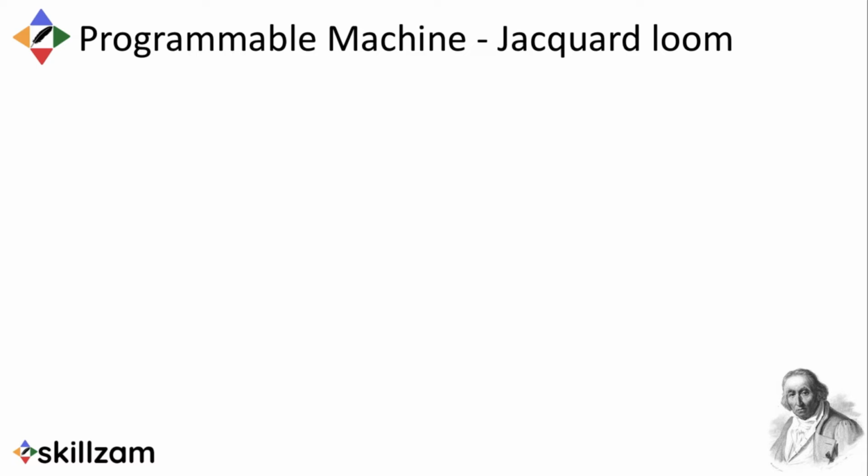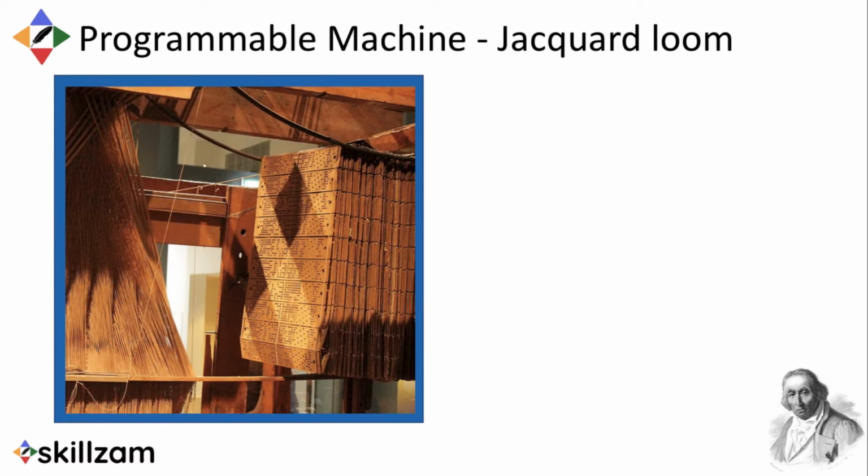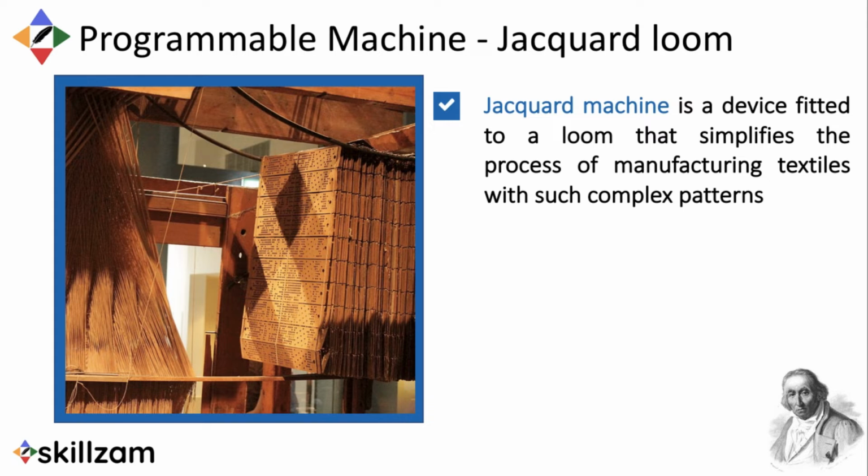Let's enter the programmable machine world. So it was the Jacquard loom. It took inventor Joseph M. Jacquard to bring together Bouchon's idea of continuous punched roll and Falcon's idea of durable punched cards to produce a workable, programmable loom. The weaving operations were controlled by the Jacquard machine, a device fitted to a loom that simplifies the process of manufacturing textiles with complex patterns.